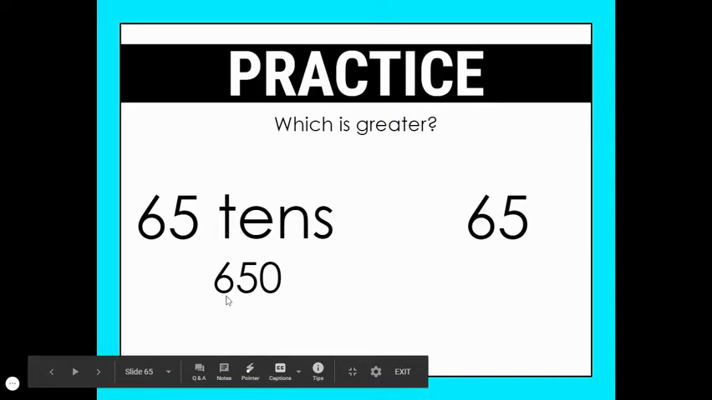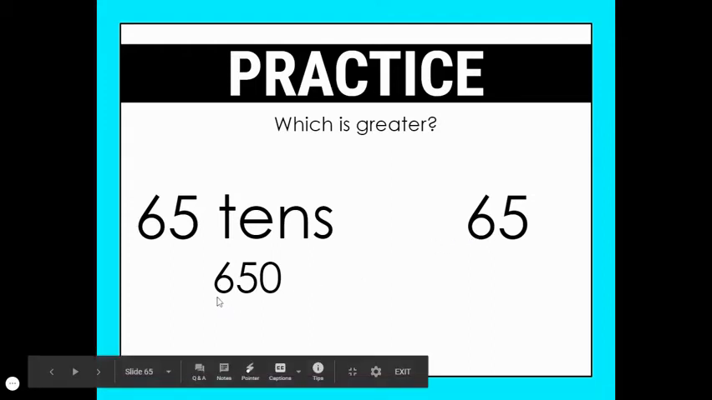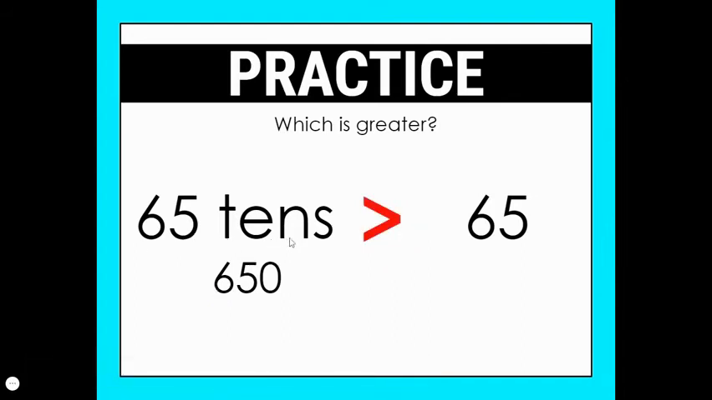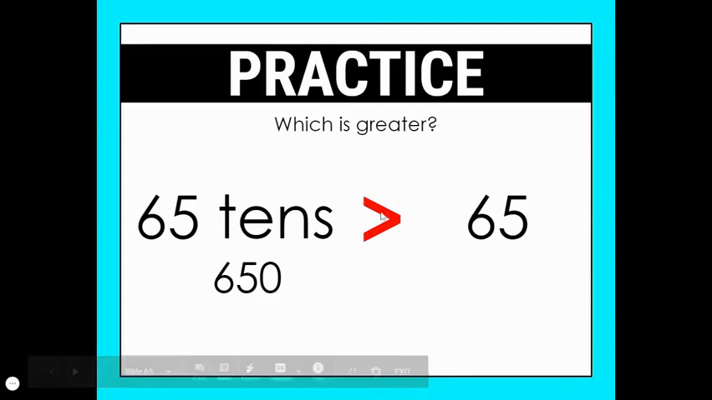So now when I'm comparing 650 to 65, let's start by looking at my hundreds place. 650 has 6 hundreds. Are there any hundreds in 65? No, this 6, the biggest place value is just in the tens. So I know that because this number has hundreds, this number is bigger. So I know that 65 tens, which is actually equal to 650, is greater than 65.